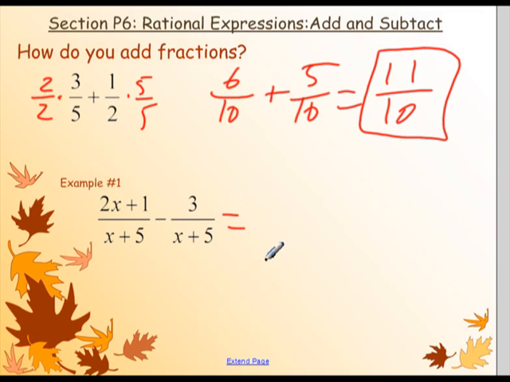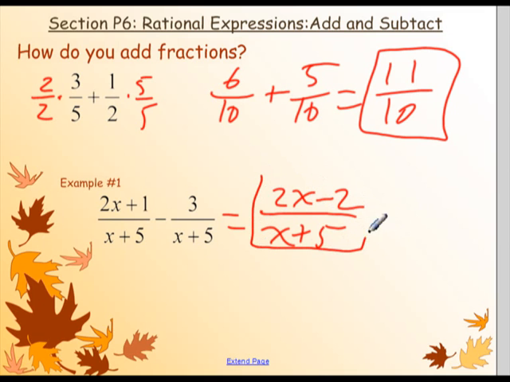So in this first example, we love this because we've already got a common denominator. So when we have a common denominator, just go ahead and do the operation. So I see it's subtraction, so I keep the denominator, x plus 5. I subtract on the top, so that's 2x plus 1 minus 3, which is 2x minus 2, and we are done.